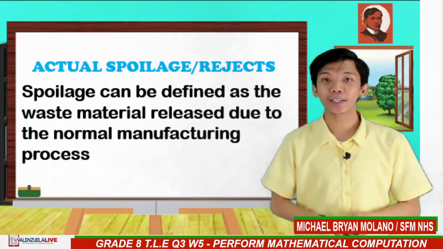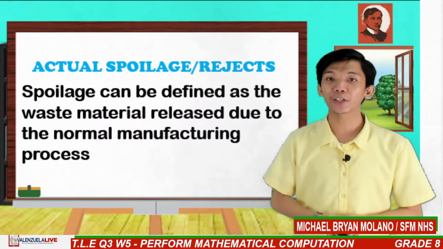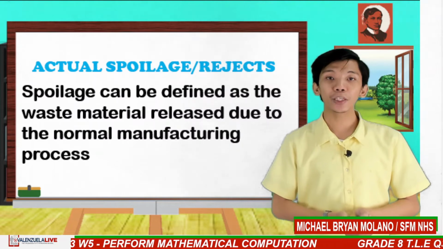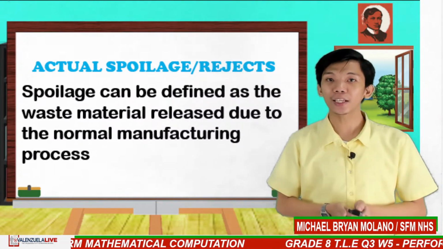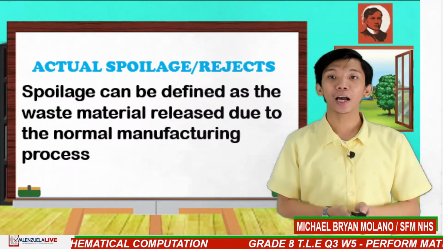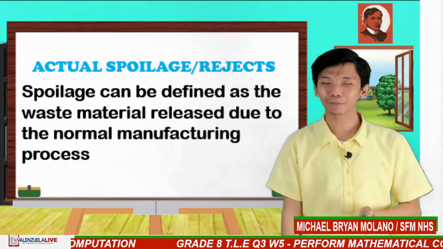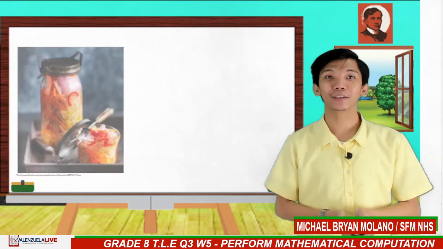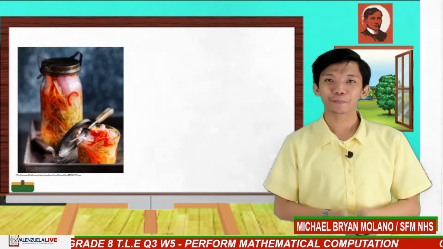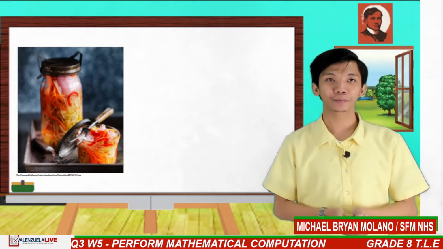Spoilage is a wastage or loss of material that occurs during the manufacturing process. It can also be used to classify badly damaged materials that are used for processing a product. Can you identify the spoilage for each product? Of course, you can. Let's start with these pickled vegetables. What do you think are the spoilage?